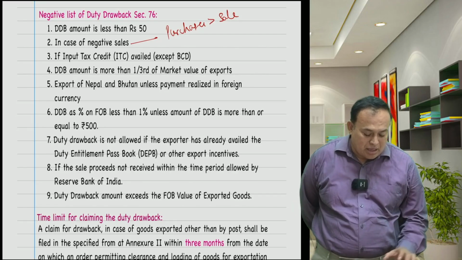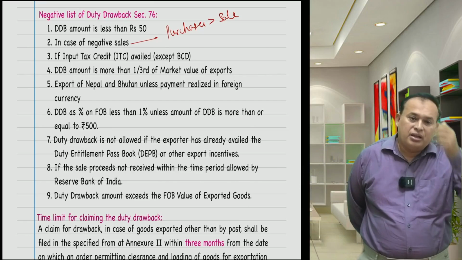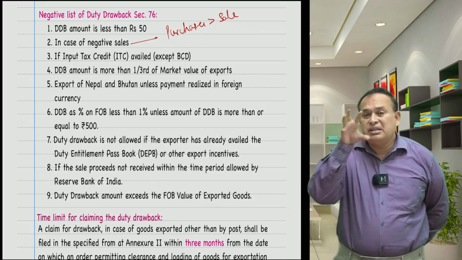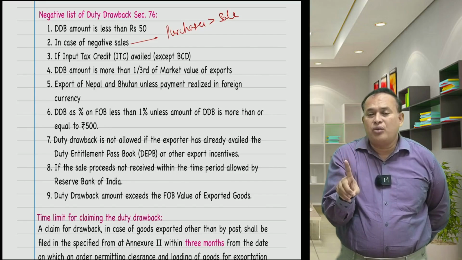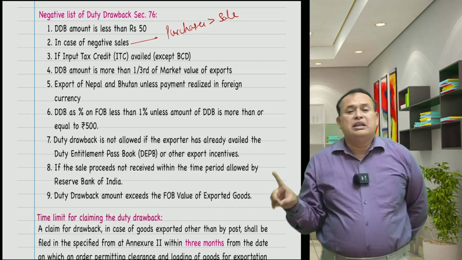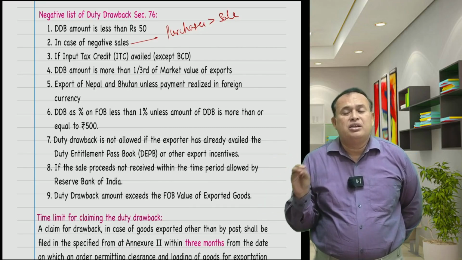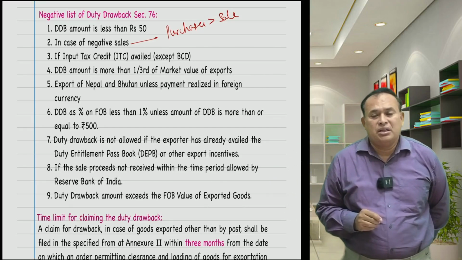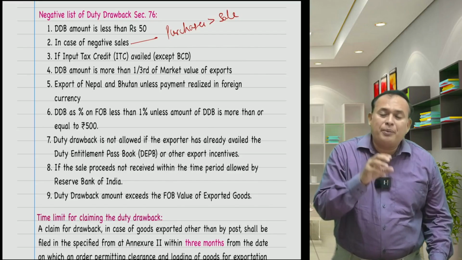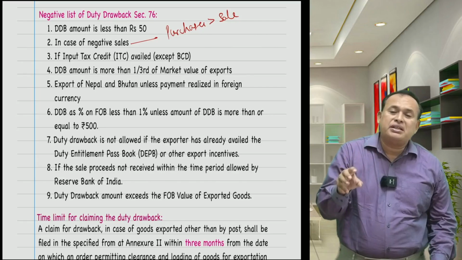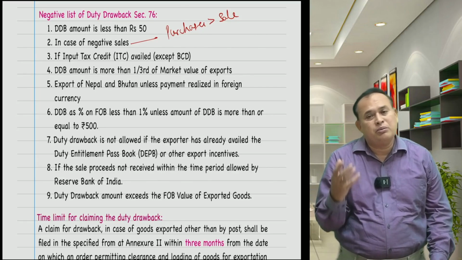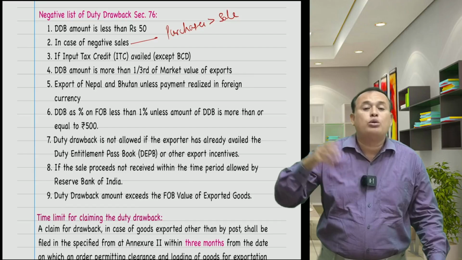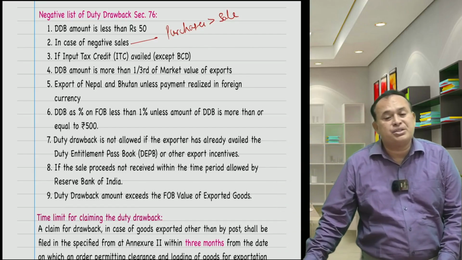Further, duty drawback is not allowed where the duty drawback amount is less than 1% of the FOB value of export, because the minimum is 1% on FOB value of export. However, if the duty drawback amount is less than 1% of the FOB value, no problem, it is allowed, provided the value of duty drawback is more than or equal to 500 rupees.